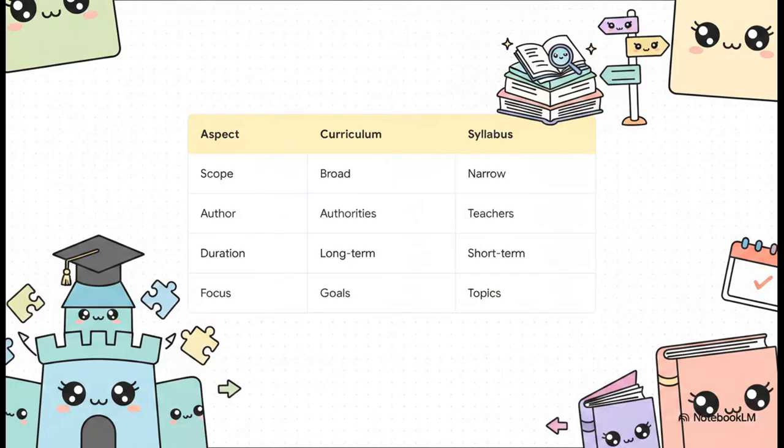The contrast here is pretty stark. A curriculum is prepared by educational authorities and focuses on long-term goals for an entire degree or program, which makes it much less flexible. But a syllabus, that's often crafted by the teachers or the departments themselves. It focuses on weekly topics and specific assignments, usually lasting just a semester or a year. And that gives the instructor the flexibility to adapt to the learner's needs. So in short, the curriculum is the big picture, and the syllabus is your detailed day-to-day roadmap.